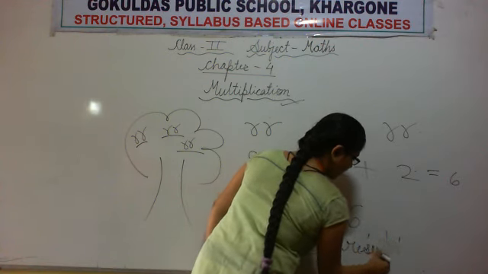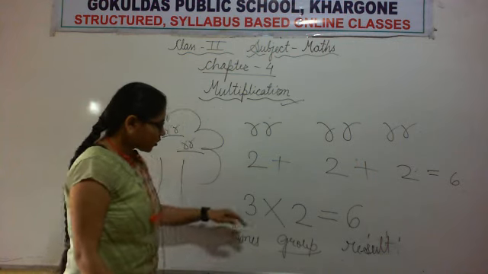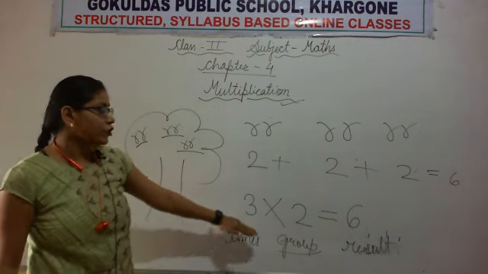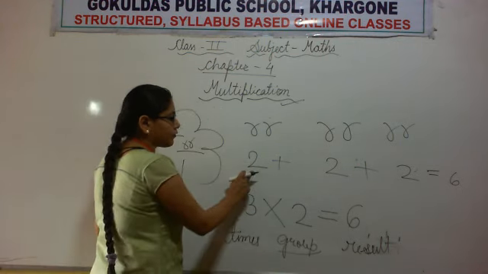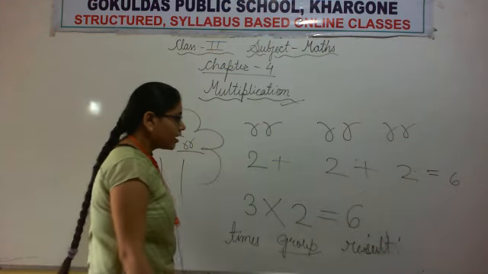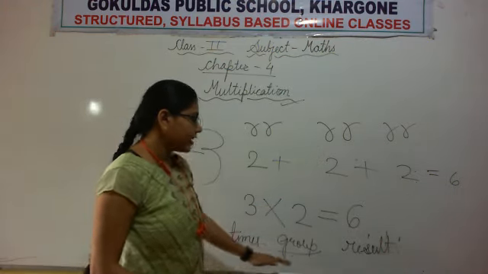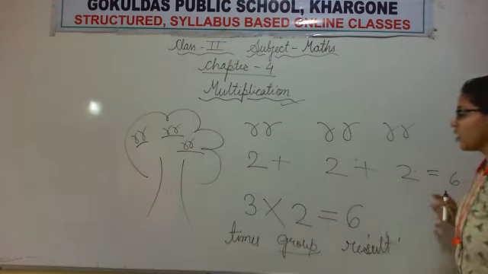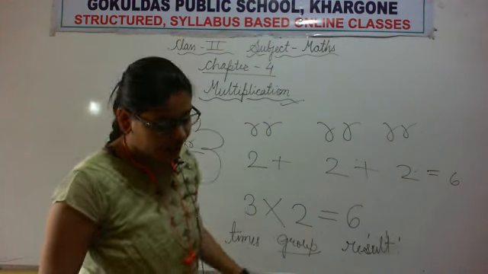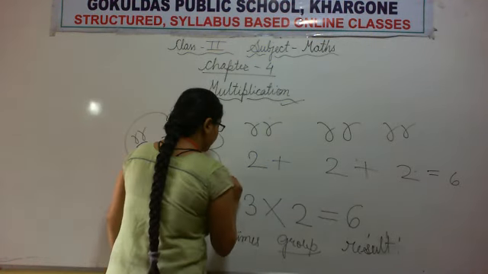This is our result. The first number is showing the number of times. How many times? 1, 2 and 3 times. 3 times what? 2 birds, and the result is 6. So the number 3, the first term, we will call it the multiplicand.